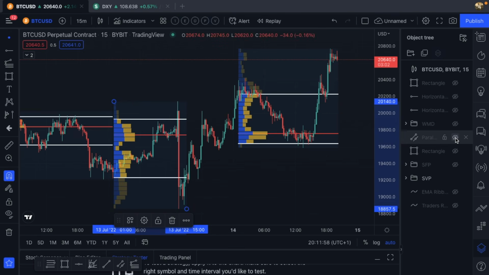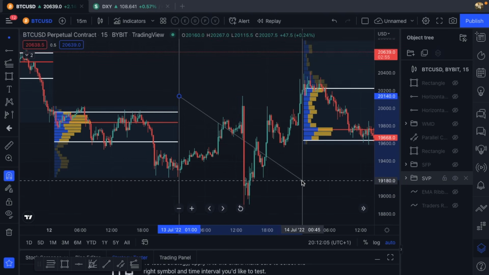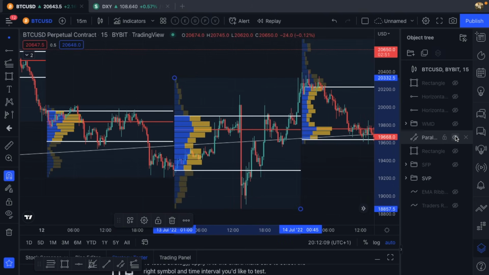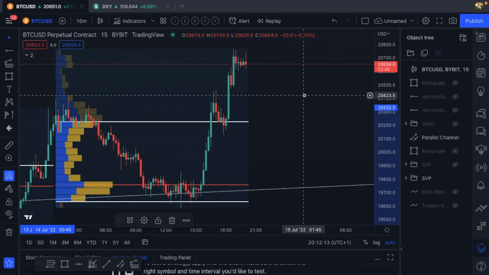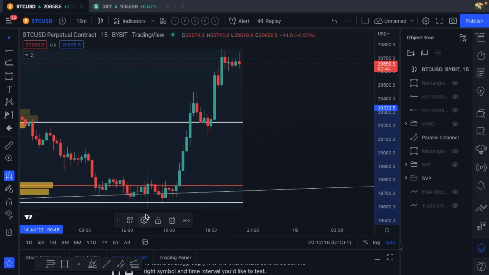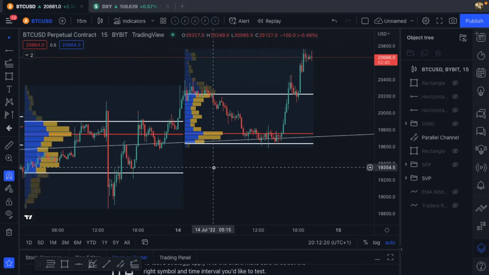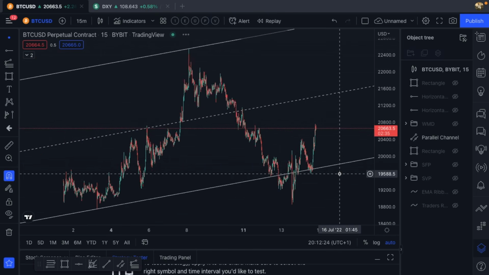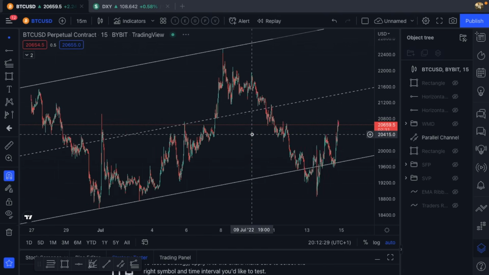So I'm always screaming about confluence. I'm just going to extend this out here. And I'll tell you why I took a trade earlier today. I'm going to hide these for a second. You see, we're in this confirmed channel, an ascending channel here.